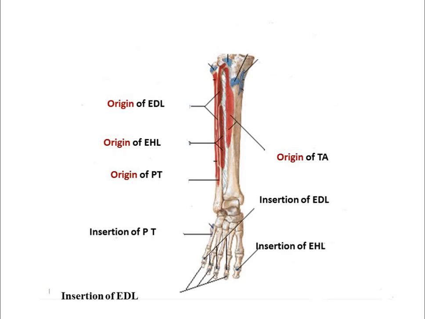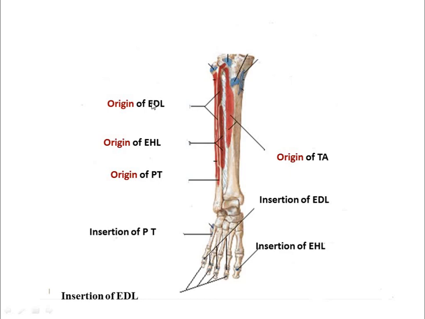So let's see all these attachments once again on the bones. This is the anterior view of tibia and fibula. So this is the anterior border of tibia, this is the anterior border of fibula. This is the lateral surface of tibia, this is the medial surface of fibula. So tibialis anterior arises from tibia from the lateral surface and undersurface of lateral condyle.